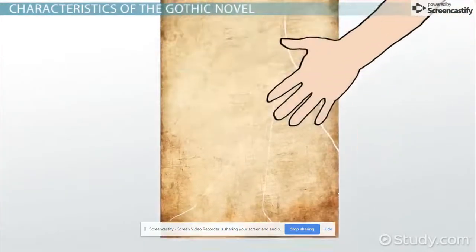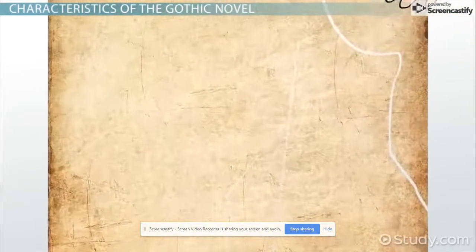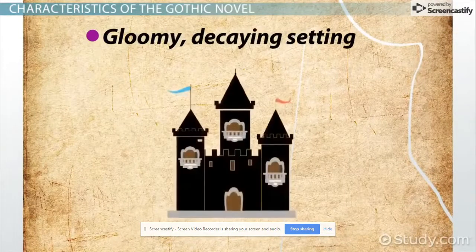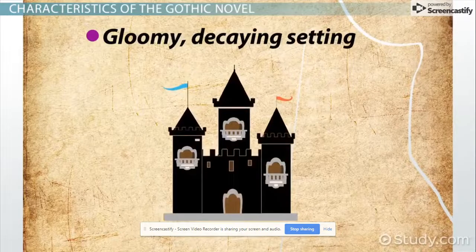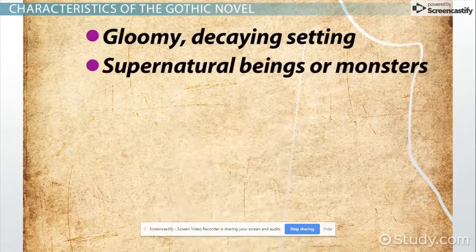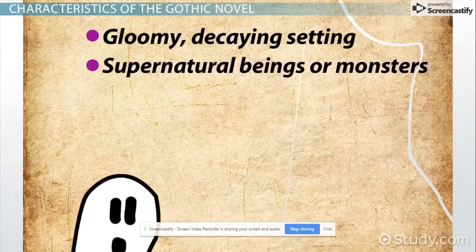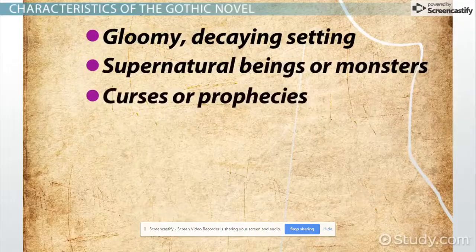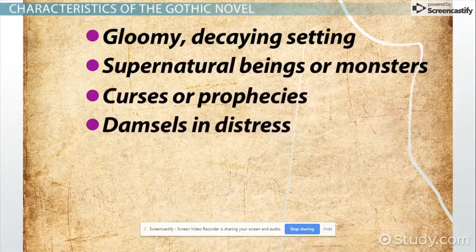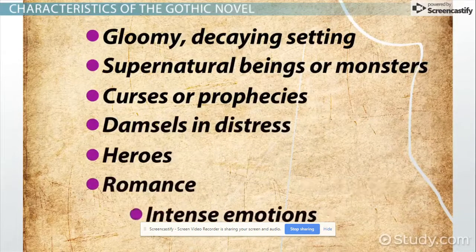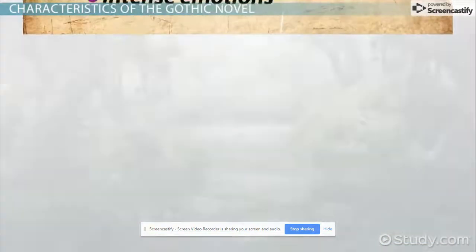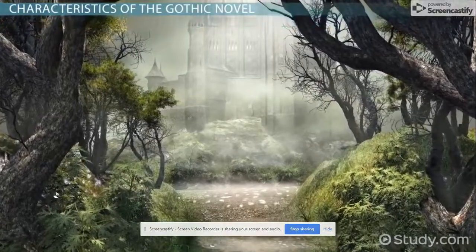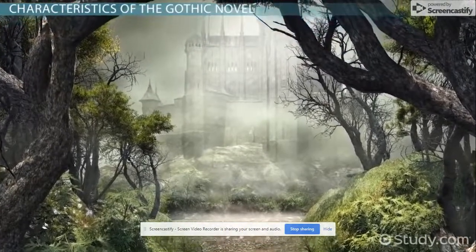Here is a list of some common elements found in Gothic novels. Gloomy, decaying setting. Haunted houses or castles with secret passages, trapdoors, and other mysterious architecture. Supernatural beings or monsters. Ghosts, vampires, zombies, giants. Curses or prophecies. Damsels in distress. Heroes. Romance. Intense emotions. We'll look at a few characteristics, the supernatural, madness, and romance in more detail in the following paragraphs, along with classic examples.